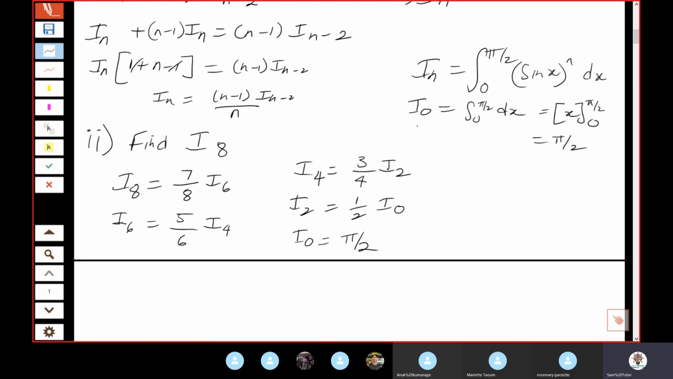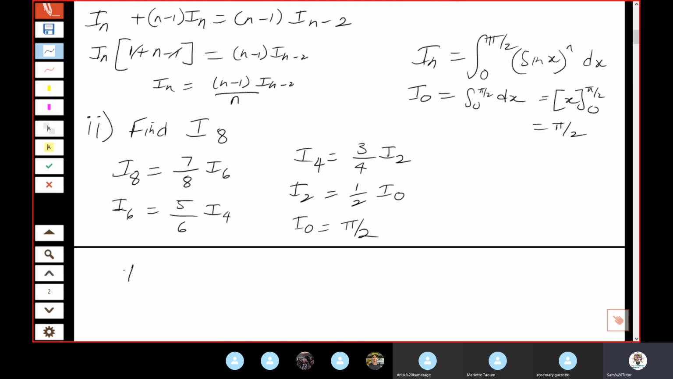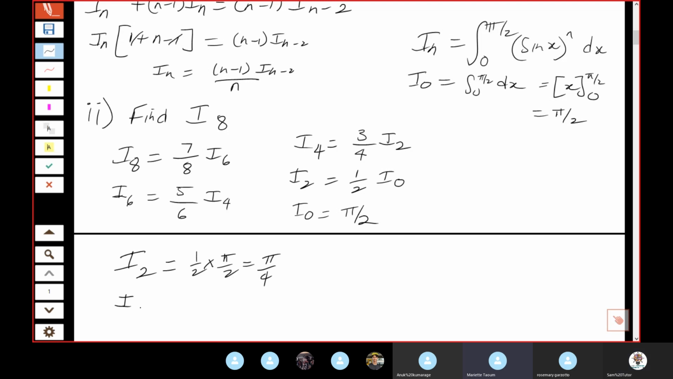Does that make sense? Yeah. And then we're trying to work out I8. So now you would write I2 equals pi on 2 on 2. Technically, half times pi on 2. Yep. Pi on 4. Now that you've got I2, then what's our aim? Our aim is to find I8, right? So we decrease. I4. Yeah, and then once you find I4, what would you be doing? I6, then I8.